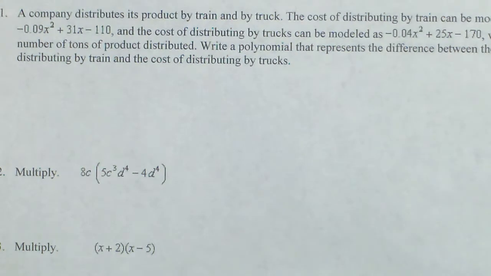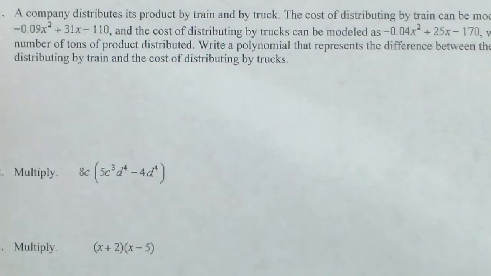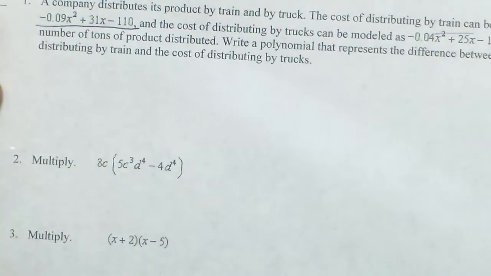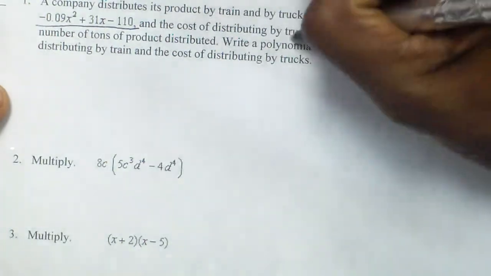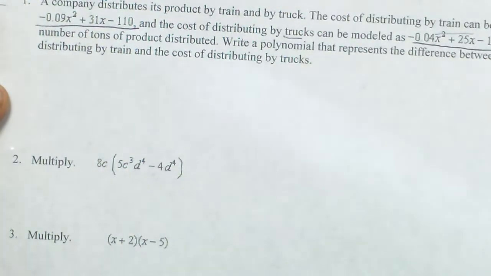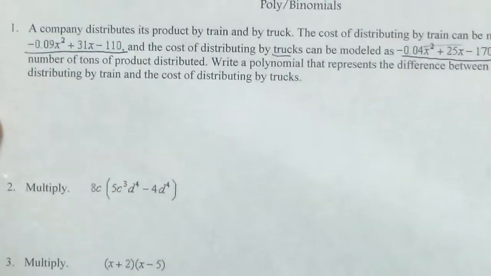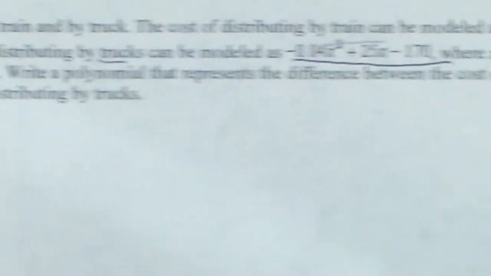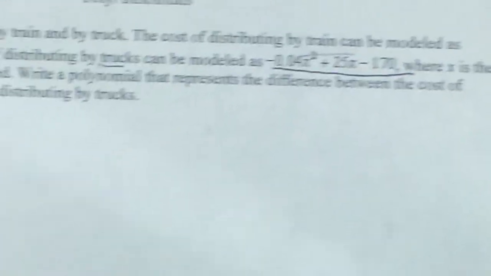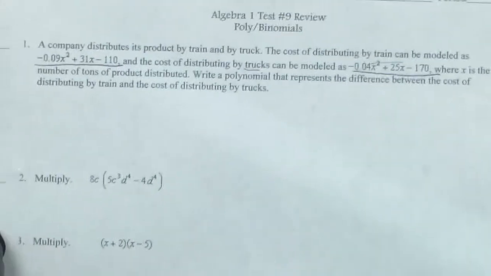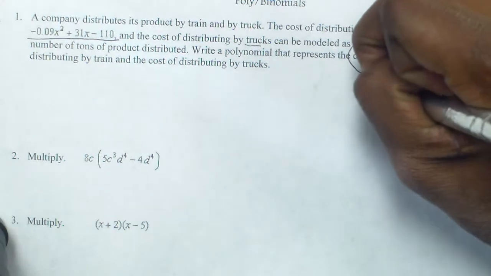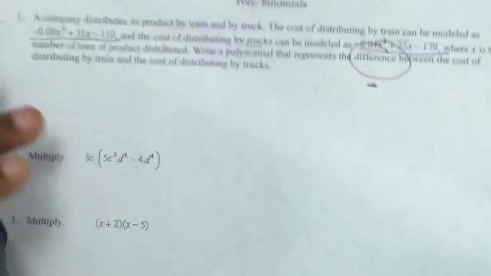The first one talked about a company who distributes its products by train or truck. The cost of the train was given by this polynomial right there. And the cost to distribute by trucks is given by this polynomial right there. Let me turn it a little bit so you can see it. So there is the train. There is the truck. Key thing here is it says write a polynomial to represent the difference. What does difference mean we're doing? We are subtracting the two.